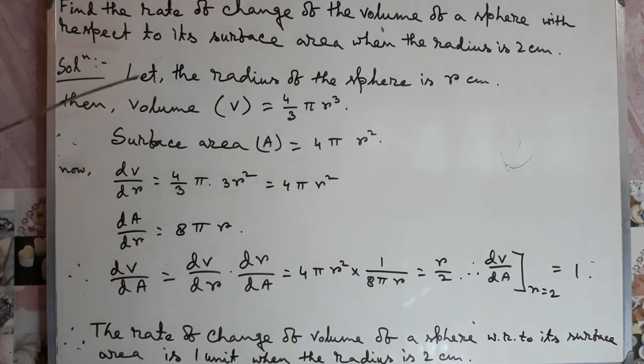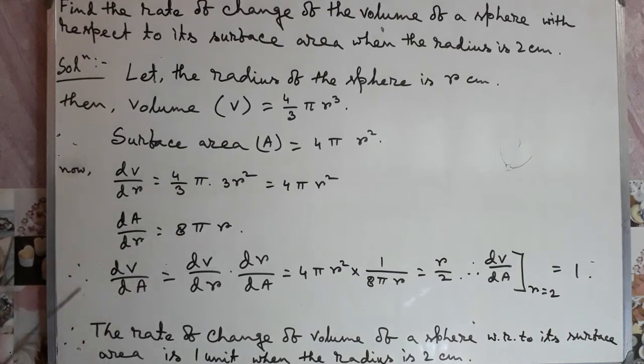So the change in volume with respect to the radius, that is dV/dr, is this value, and the change in surface area with respect to the radius, that is dA/dr, is equal to this.